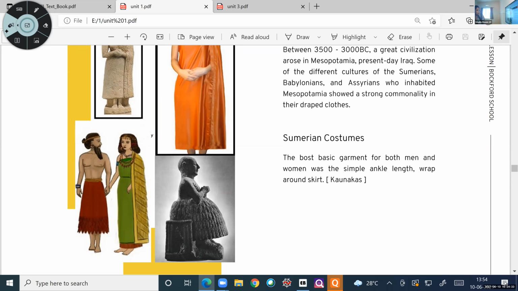They used draped tunics. It had fringes, and the length or density of the fringes differed as per their social status, to which class they belonged. Okay, so what are Sumerians? Sumerian costumes.